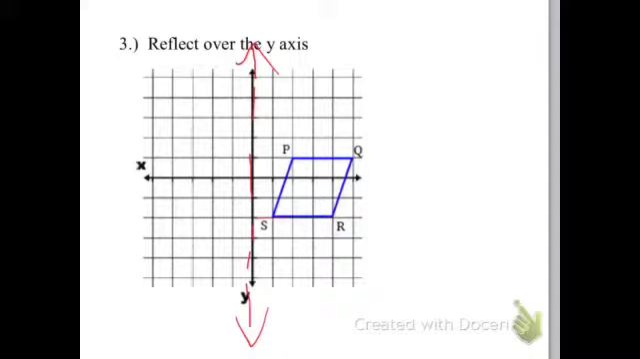So to do that, count how far to the right, move that far to the left. S is 1 to the right, so we go 1 to the left, and there's my S prime. R is 4 to the right, so I need to go 4 to the left, and my R prime is going to be right there. P is 2 to the right, and so I need to go 2 to the left. There's my P prime. Q is 5 to the right, so I need to go 5 to the left. There's my Q prime. I got all my shape, my corners are connected up, and that's it.